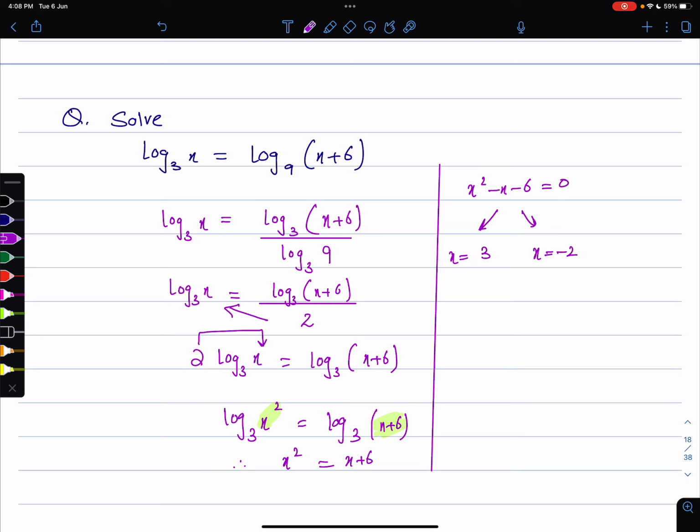Now we are going to confirm our values. If we take x equals 3, this value is a positive number and the log on the left hand side is defined. This value is also a positive number, so the log on the right hand side is also defined. So x equals 3 is the correct solution. But x equals minus 2 is not, because if we take x as minus 2, this log won't be defined. So we are going to neglect this value. We are going to reject this value because log 3 of minus 2 is not defined. So x equals 3 is the only answer.